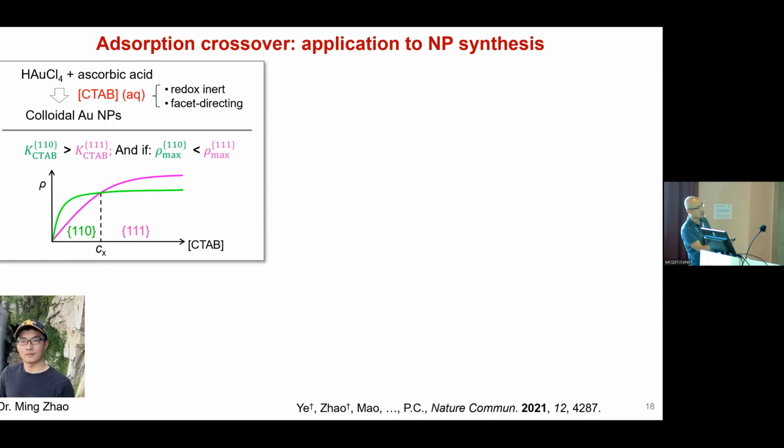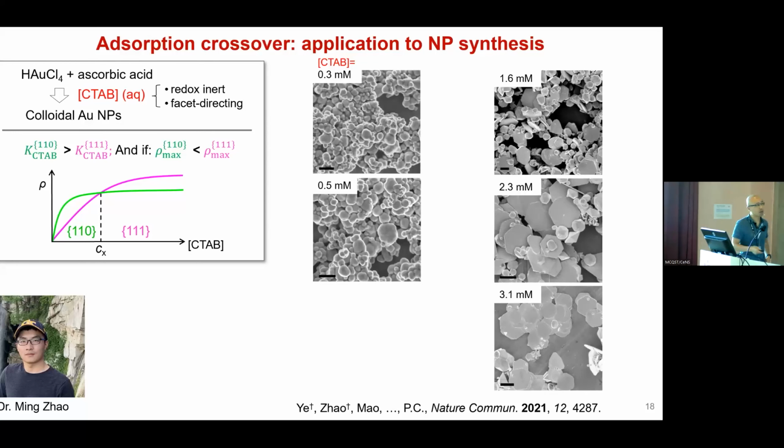At a high concentration of CTAB, the 111 facet should be the dominant facet. So he made the gold particles by keeping every condition the same. The only thing that changes is the CTAB concentration. And you see, you start with irregular shapes and eventually get pristine gold nanoplates.